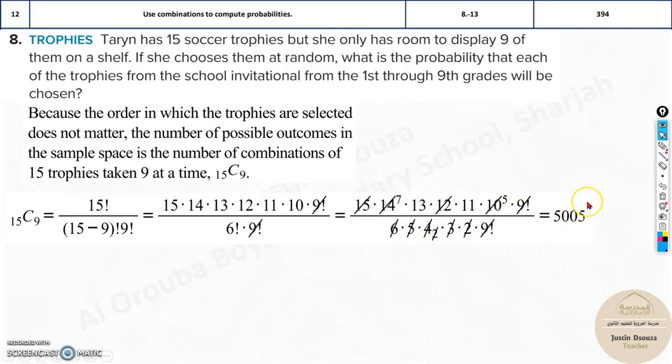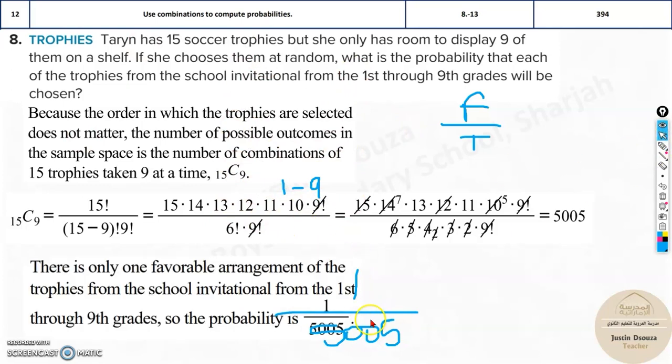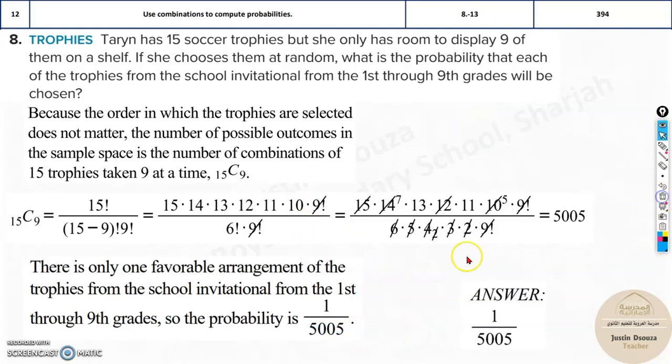Now this 5005 is not the answer. This is the total possibilities. We know probability is always what? Favorable outcome divided by total possibilities. So this is in the denominator. 5005 is the total. What are the favorable outcomes? The favorable outcome is 1 to 9. So this is only 1. So 1 to 9 must be selected. It's only one possibility. So your probability is 1 by 5005. That is the answer.